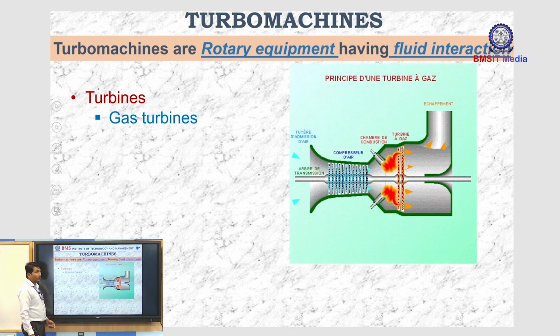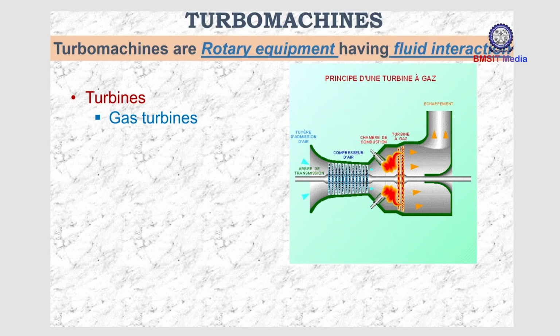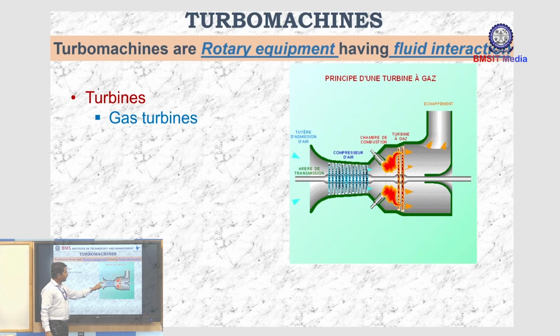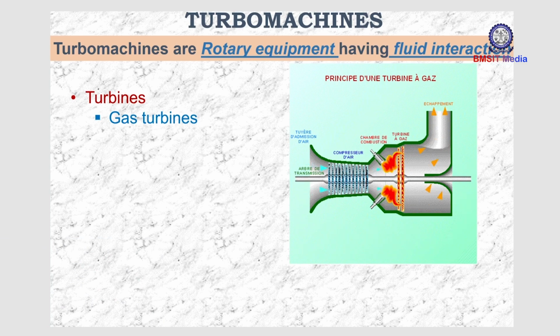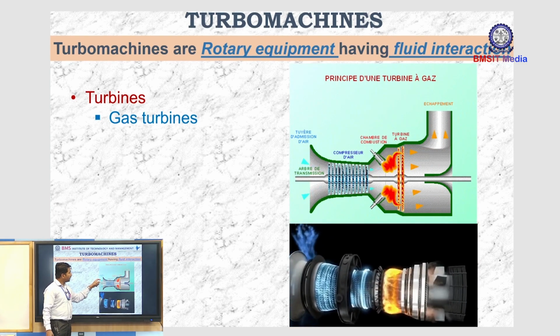So this is about the gas turbine. How does the gas turbine work? The gas turbine is, as the definition tells, a turbo machine, a rotary equipment. So there is a shaft. Above the shaft there will be a rotor which is rotating, and the interacting medium is the fluid. The fluid is the air which enters here.